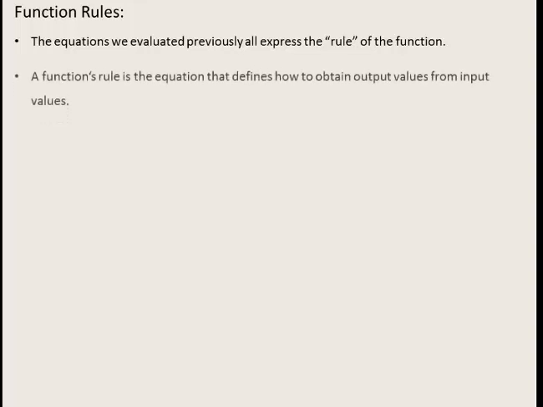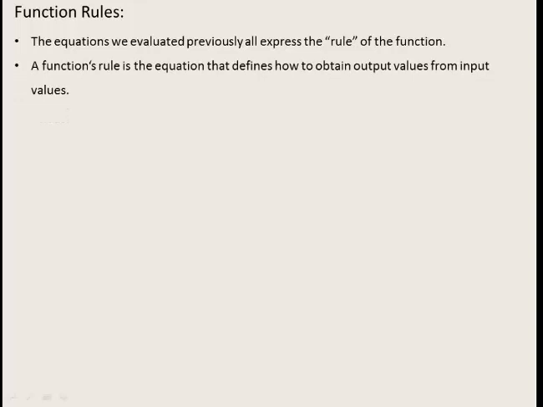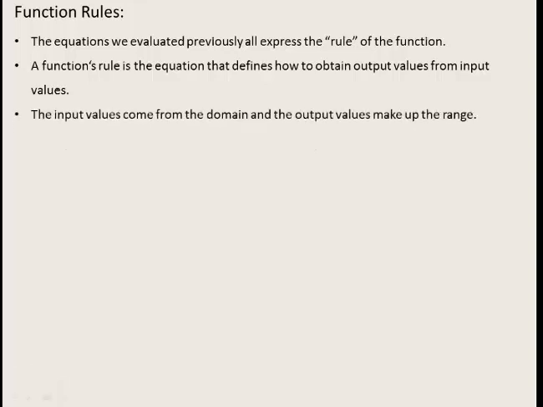So function rules. The equations we've evaluated previously all express the rule of the function. So that's the way the function works. The equation represents that. A function's rule is the equation that defines how to obtain the output values from the input values. So in our previous example, 3x minus 5, the rule is multiply by 3 and then subtract 5. The input values come from the domain and the output values make up the range.